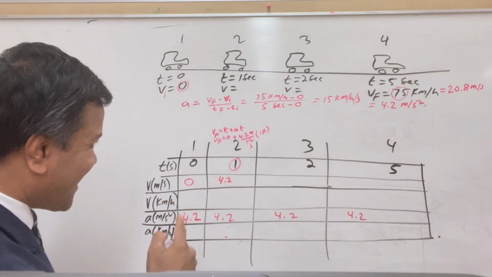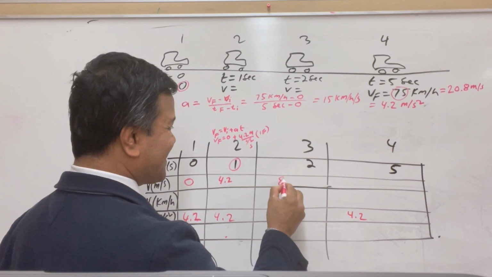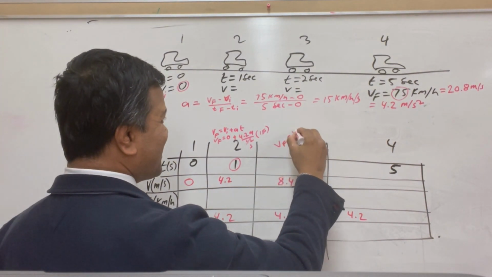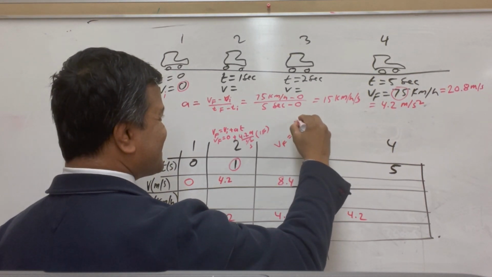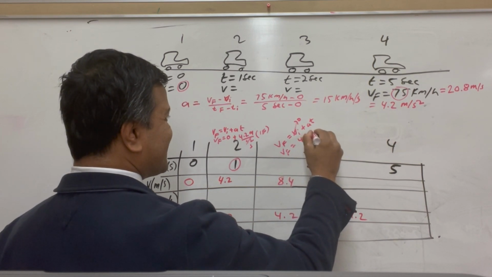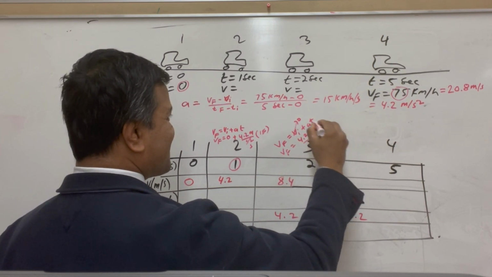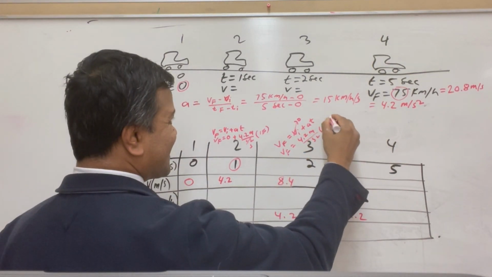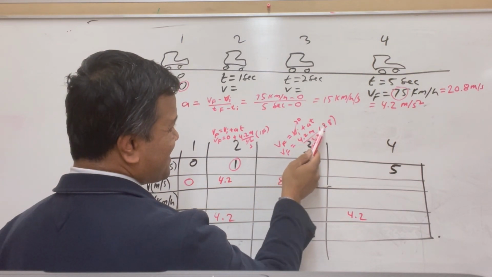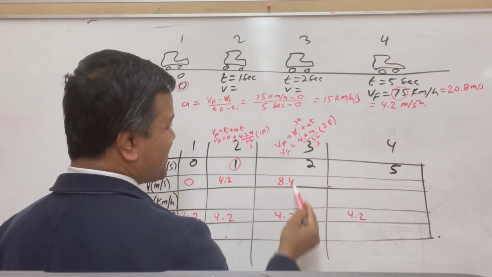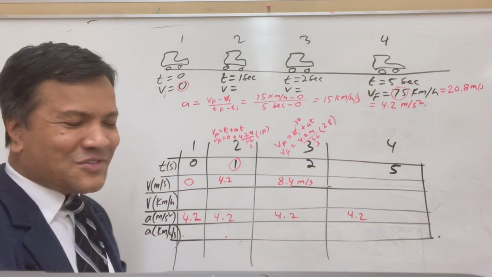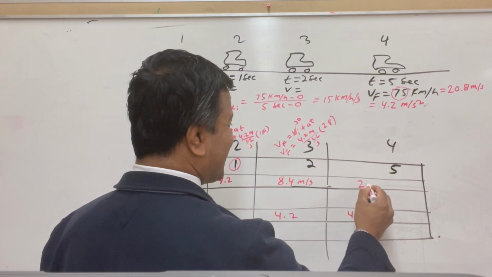All right, now let's see this one, 8.4. How do you get 8.4? Again, Vf is equal to Vi plus At. Vi is 0, so Vf is equal to A, which is 4.2 meters per second squared, times 2 seconds. Second goes to second squared once. So you have 4.2 times 2, 8.4 meters per second. All right, now you know the last one. The last one is, of course, 20.8.